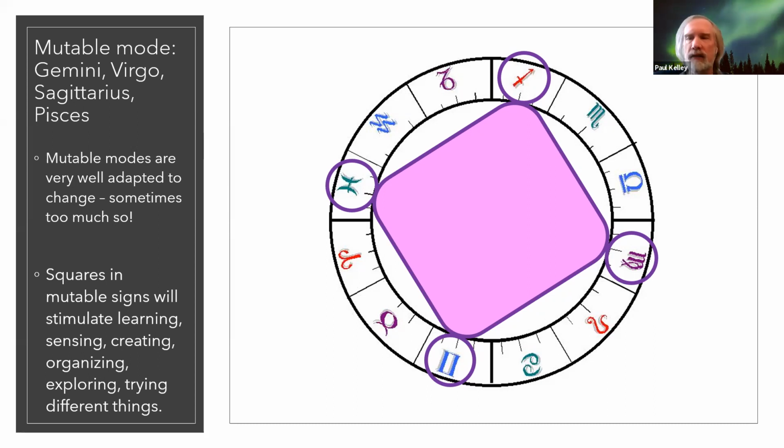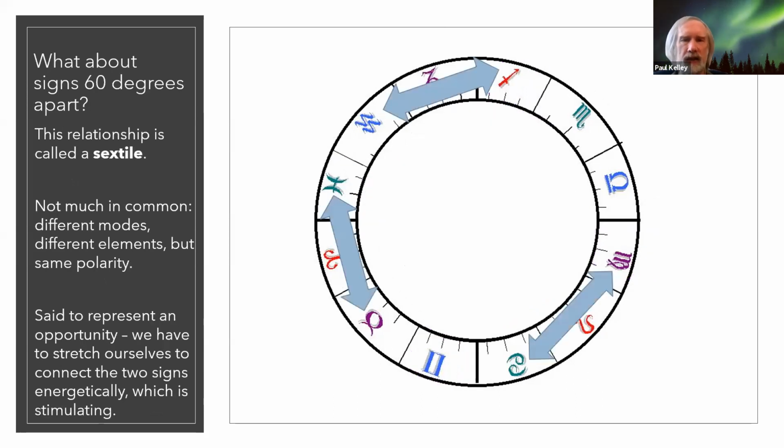in marketing art. So sharing creative expression and communicating things that are intangible or not part of the material world, but that people have this big sense of, Pisces things. So Gemini and Pisces, when you get them working together, you can do a lot. And the same goes for the other signs in the cycle of squares. So squares in mutable signs stimulate learning, sensing, creating, organizing, exploring, trying out different things.